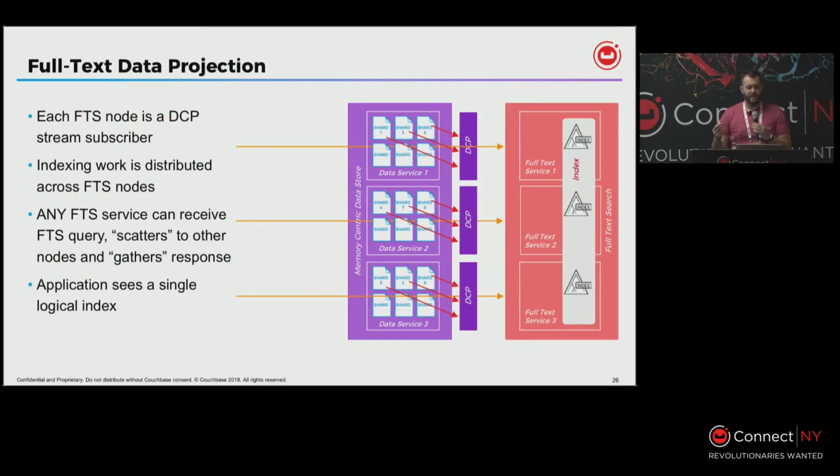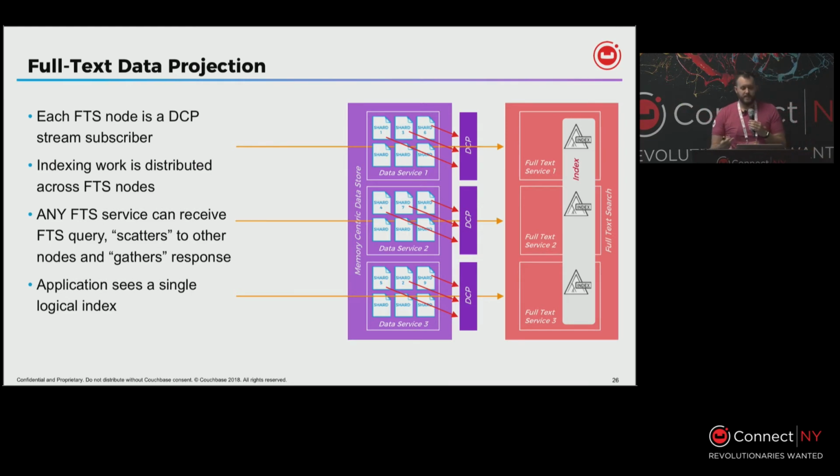And full text search is a DCP subscriber, just like indexing is. It is a multidimensional scaling service that can be isolated within your environment, right? And again, any mutations that are happening flow through DCP and subsequently get indexed.